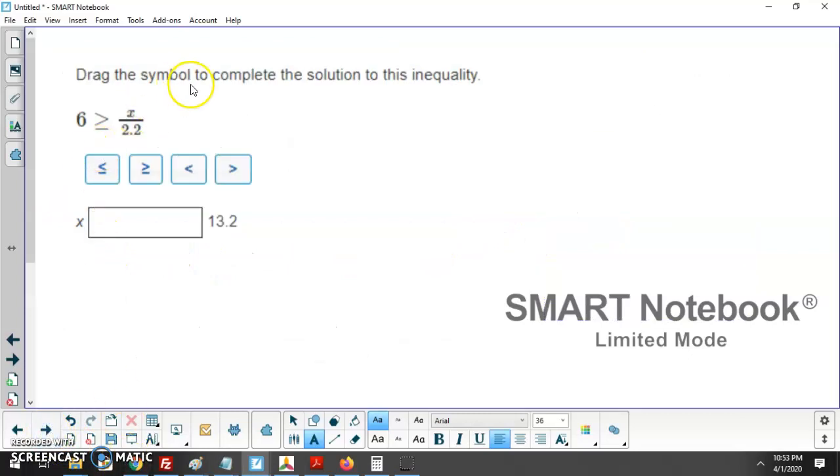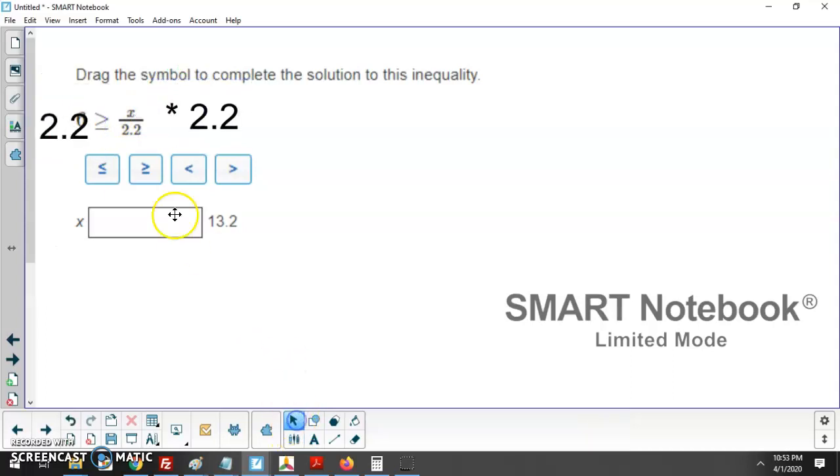Okay. All right, so let's see. Drag to symbol. So to complete this inequality, they actually already went ahead and solved it for you. How do you actually solve this? You multiply both sides by 2.2. 6 times 2.2 is 13.2, okay? But the thing with this one is that the variable is on the right initially. But in the answer here, they have it on the left.